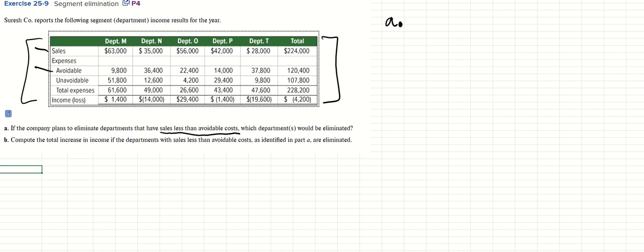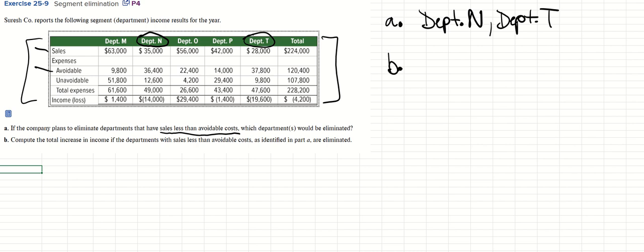Department M looks like sales is greater than avoidable costs of 63K and 9,800, so we'll keep Department M. Department N, sales is 35,000, avoidable cost is 36,400, so we would eliminate Department N. That's one. Department O looks like sales are greater than avoidable costs, so we will keep Department O. Department P, same thing. Sales are greater than avoidable costs. And for Department T, sales of 28K is less than avoidable cost of 37,800, so we will eliminate Department T as well. So that's for letter A.